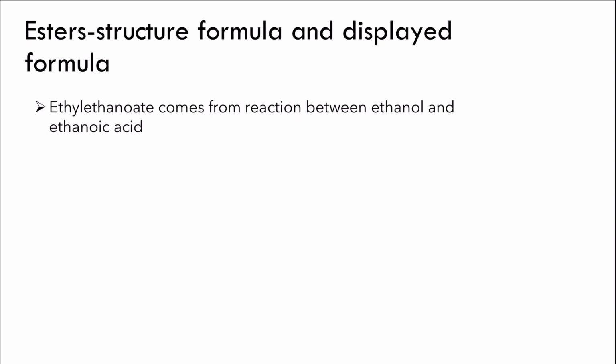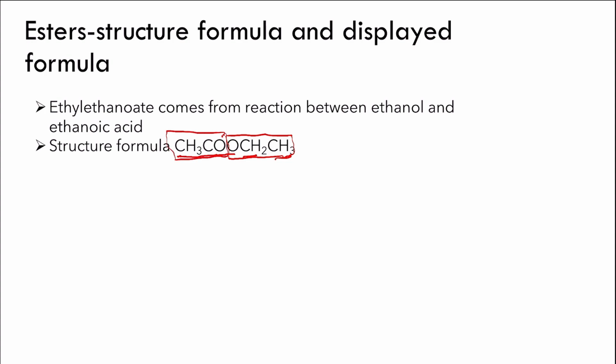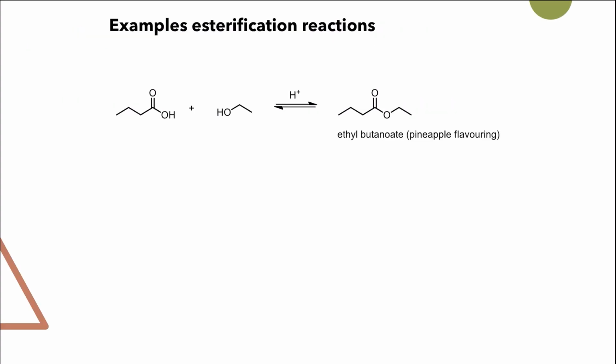The structural formula of the ester comes from a reaction, as we said, between an alcohol and an acid. So if it's ethanol and ethanoic acid, the structural formula will be CH3COOCH2CH3. This is the part that comes from the alcohol, and this is the part that comes from the carboxylic acid. And this is how we draw the overall structure of the ester.